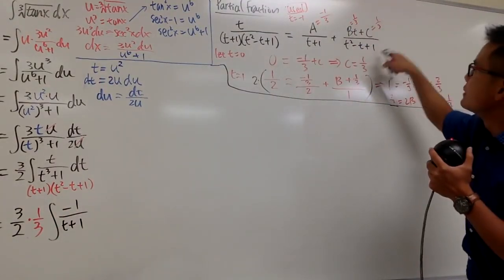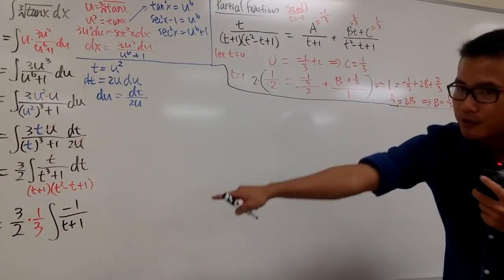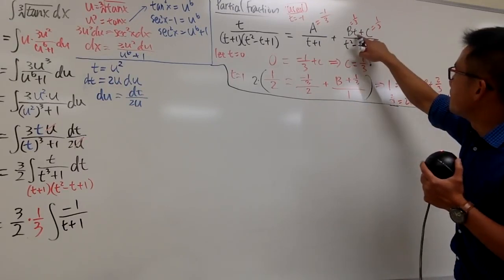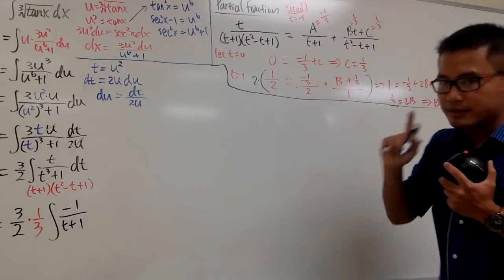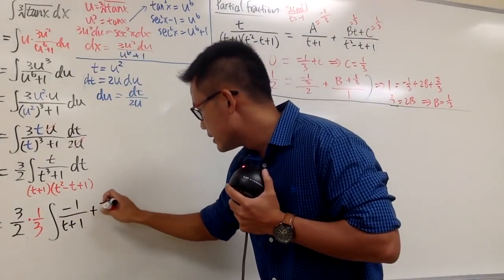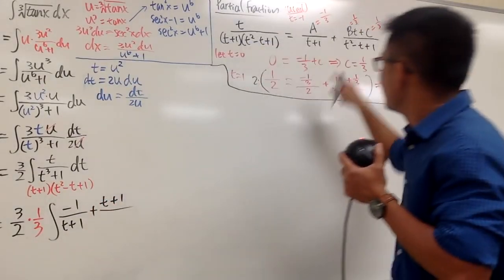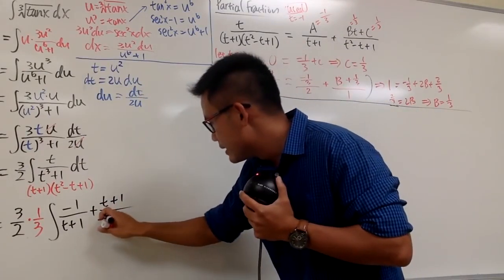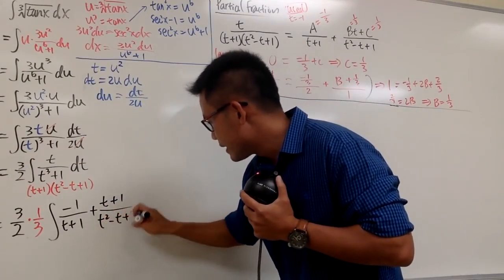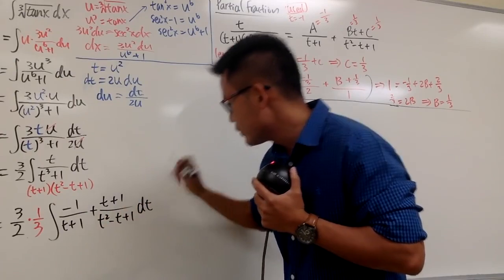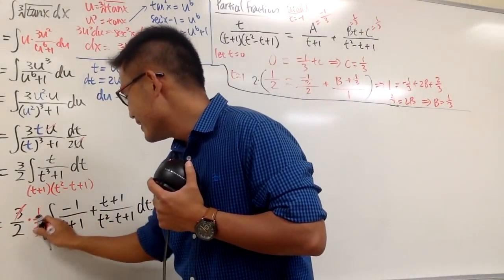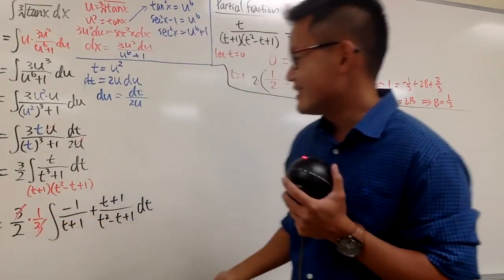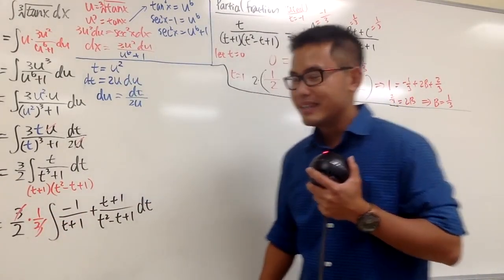Next, we have this right here. Once again, the 1/3 is in the front already, so we just have plus t plus 1 on the top over t squared minus t plus 1 on the bottom. And then we close that, we have the dt. Okay, this is pretty good, and especially the 3 and 3 cancel out, so we have the 1/2 all the way in the front.